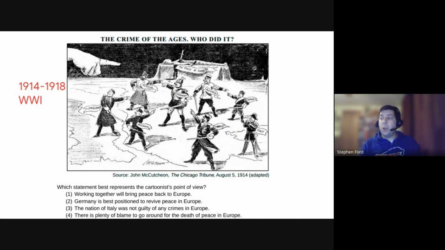So, what is the cartoonist's point of view? Working together will bring peace back to Europe. She's been stabbed by a sword in the chest. I don't think she's coming back to life. She's not being restored. Germany is positioned to revive the peace. The question isn't who can fix it, it's who did it, who killed this person. They're pointing at Germany, not to say you can fix this. They're the problem, right? So two is not correct. The nation of Italy was not guilty of any crimes in Europe.